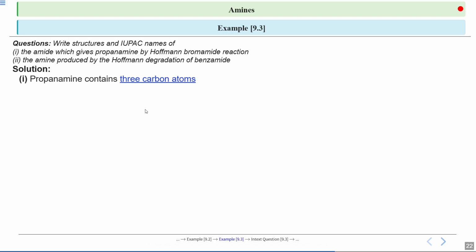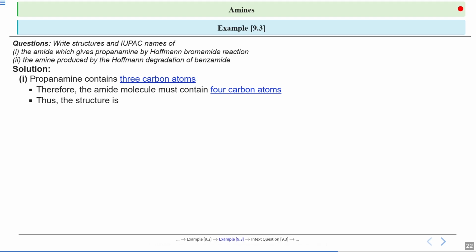Since the reaction removes 1 carbon, the original amide must have 4 carbon atoms. As I told you, in the final product it removes 1 carbon atom. So what can you guess from this? That the original amide must have 4 carbon atoms. Okay, so this is a key point. Always count the carbons to predict the starting material in these reactions.